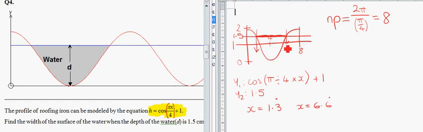So there are the 2 values there, and of course we want the width, which will be the distance in between the two. We could do 6 2/3 minus 1 1/3 will give us a total width of 5 1/3, and that's in centimetres. We'll assume you could write 5.3 recurring.